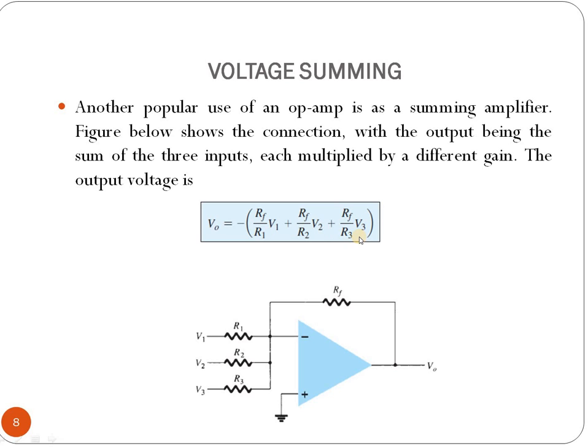So in total we put the minus. This summation gives the result of the total output voltage. In this way the op amp can work as a summing amplifier.